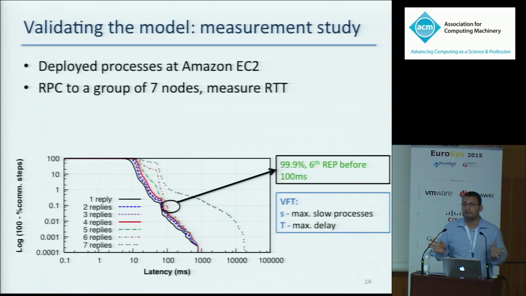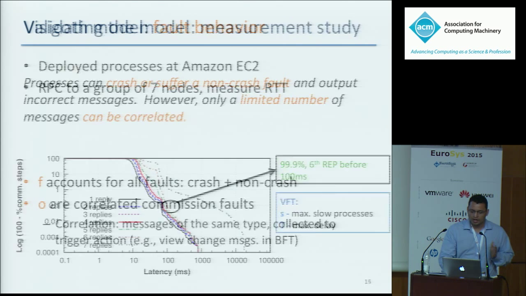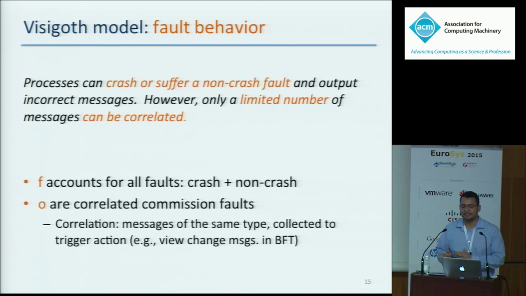We are not claiming these results are general. We're just giving an example of how one could select the S parameter and the T parameter in the Visigoth model. For different protocols or applications, as we saw with different data center technologies, a similar study could be done. Now let's shift our attention to how the Visigoth model captures the middle ground between crash and malicious faults.